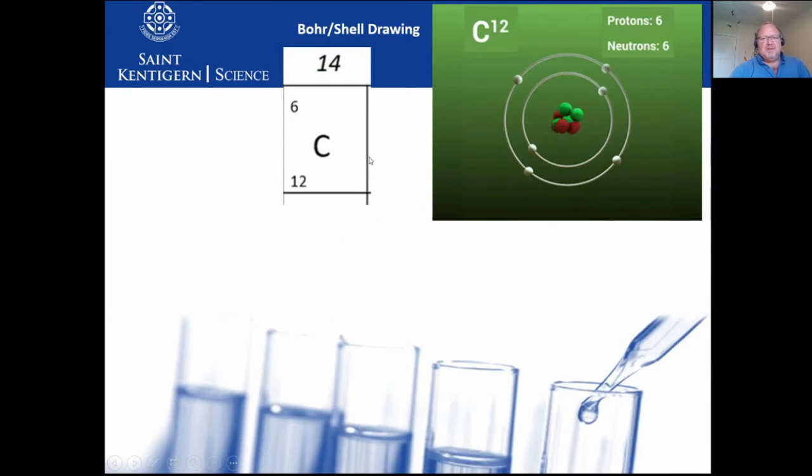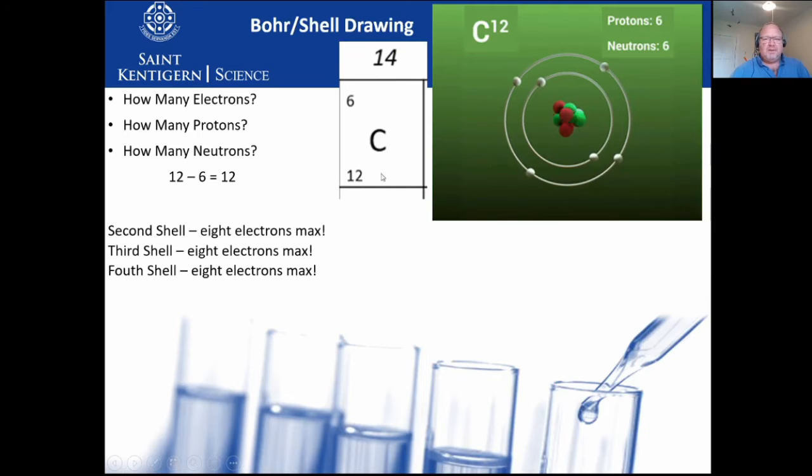Now, if we look closer at carbon, how many electrons is it going to have? Same as the atomic number. Okay, 6. How many protons? Always 6. The protons can never change. Okay, and then we take our molecular mass, we subtract the atomic number, take the big one, take away the small one, and that gives you the neutrons. Okay, big one, take away the small one, gives you the neutrons. So that's 6 again. So 6 electrons, 6 protons, 6 neutrons.